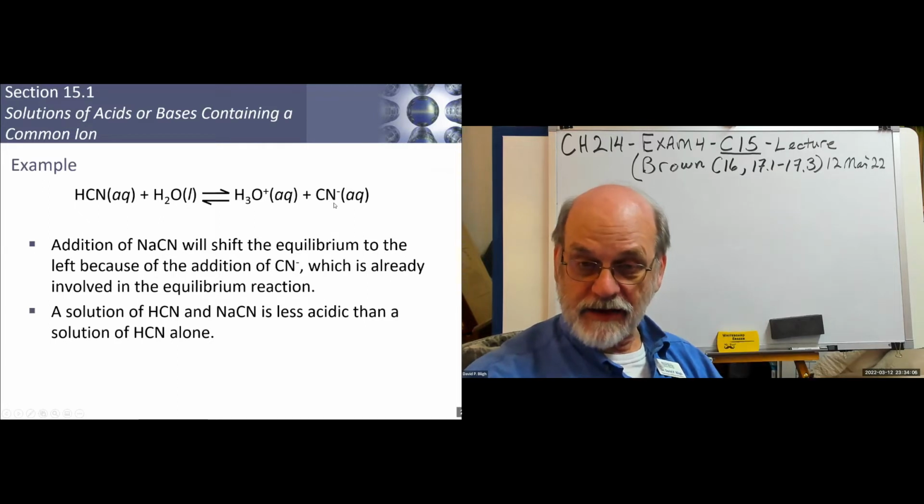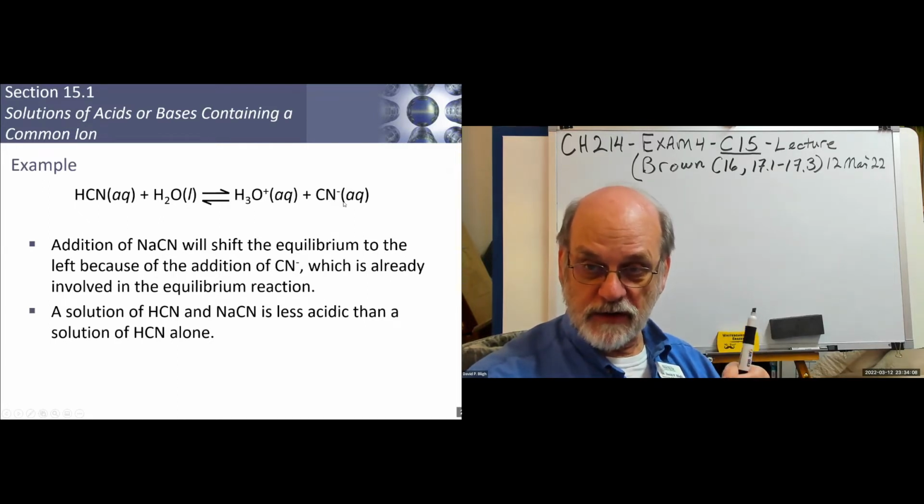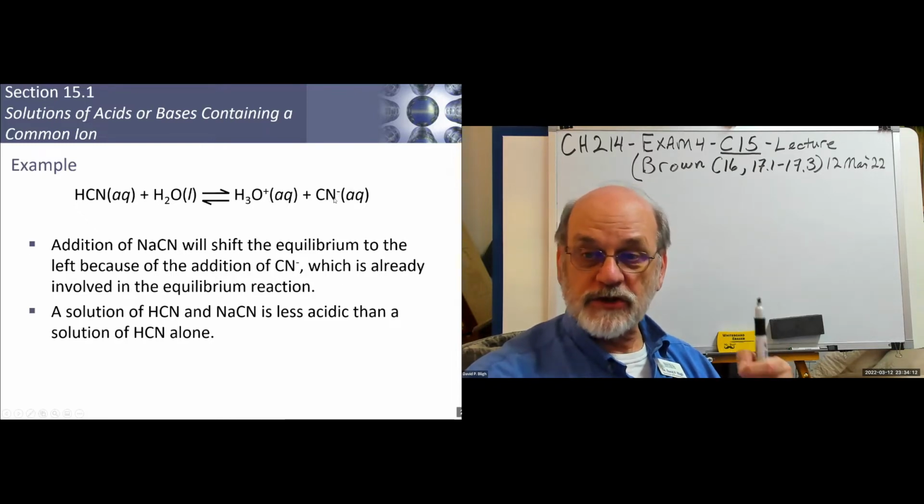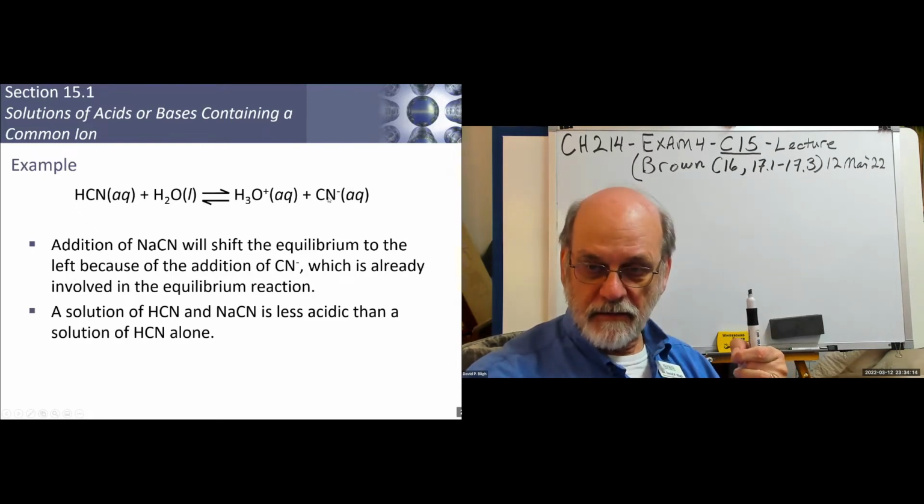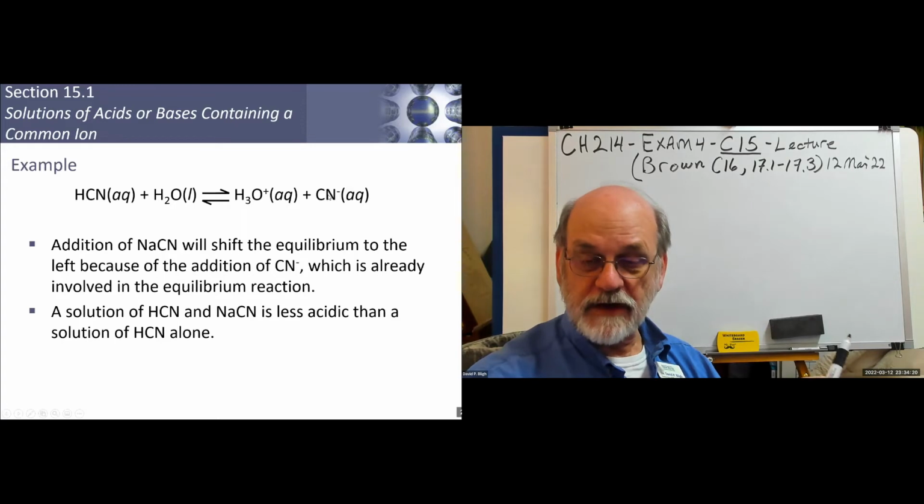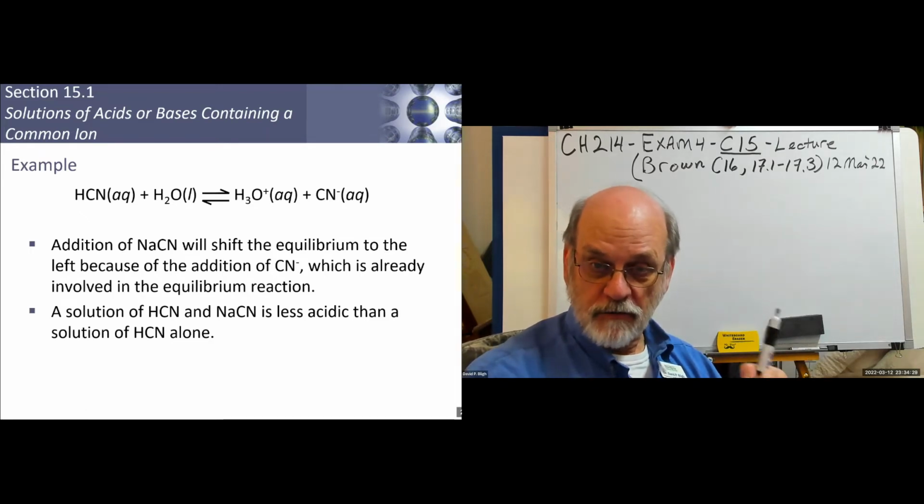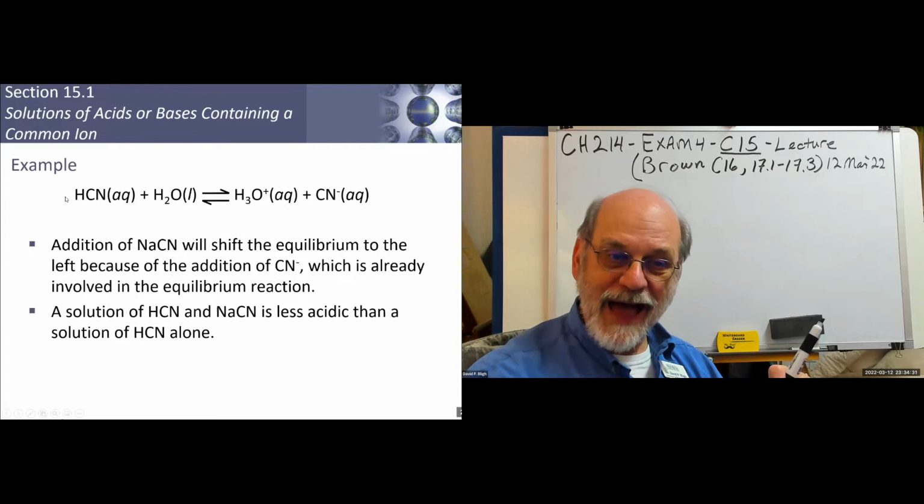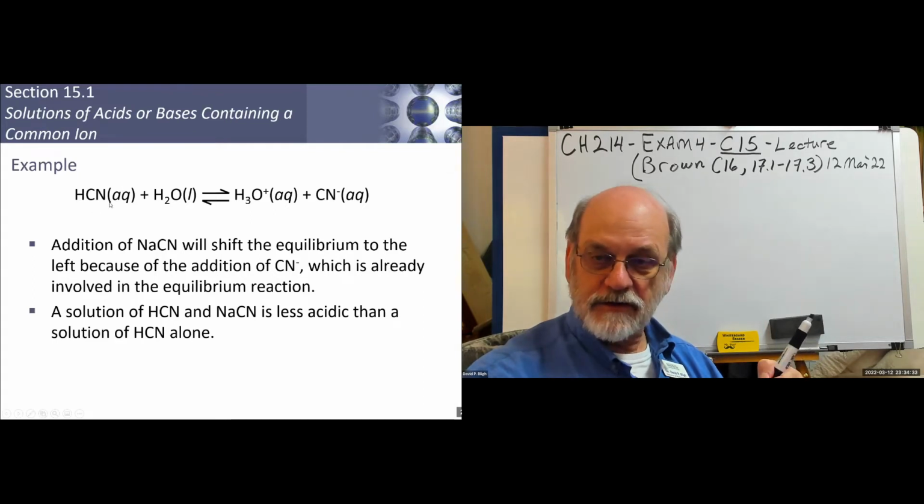Le Chatelier says you've added cyanide to an equilibrium situation, and it will shift the equilibrium to the left. You've disturbed it by adding these cyanide ions. It will shift to the left, and what will that also do? It will consume hydronium ions. It will remove those hydrogen ions from solution and send them back into hydrocyanic acid.